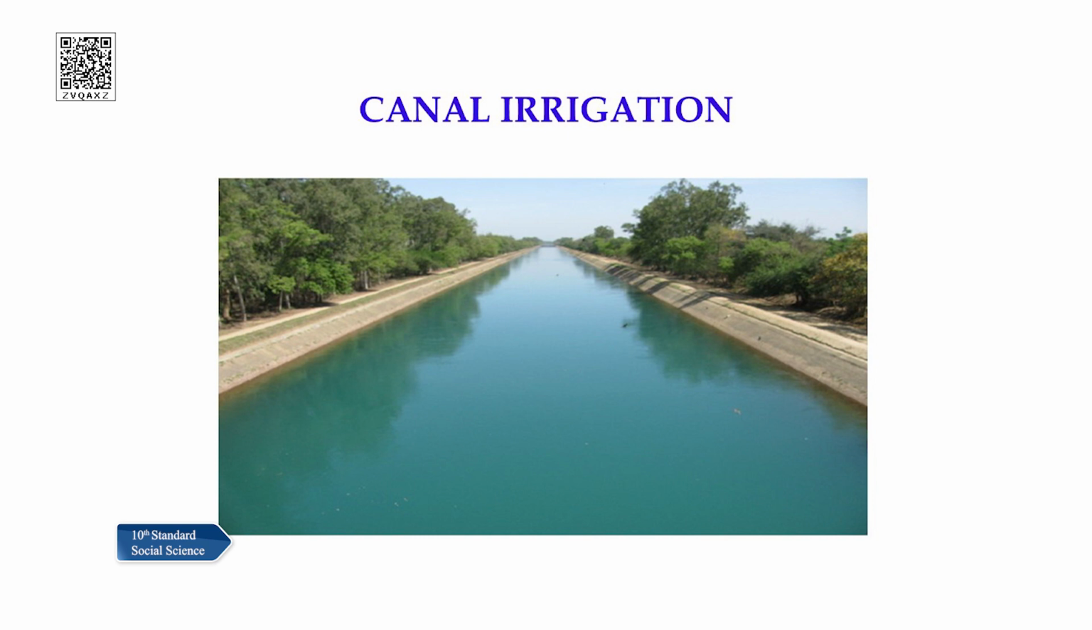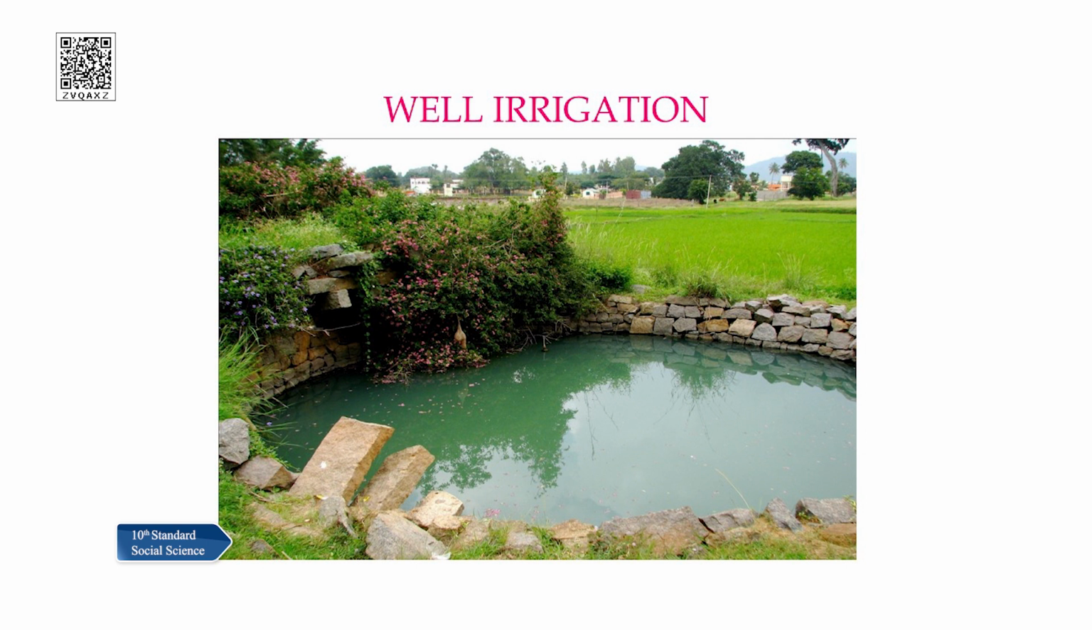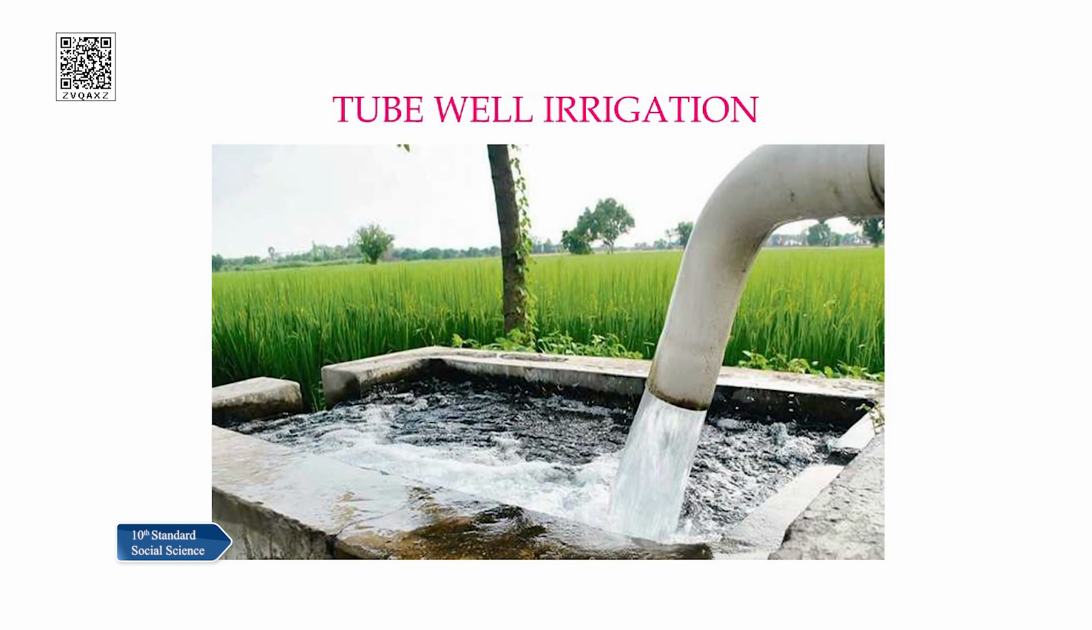agricultural purpose. Next we have well irrigation. Now here, you people live in the city and you can hardly see a well, but this type of well we can see in villages. Well irrigation is practiced where the water level is so high. So here also we have got two types of well irrigation. One is open well irrigation, another is tube well irrigation.